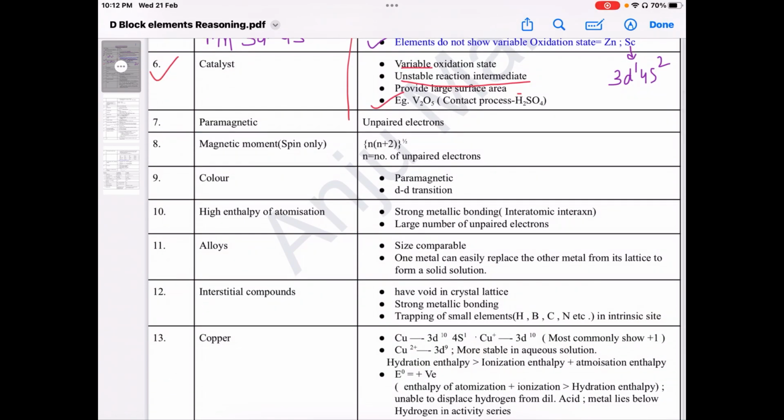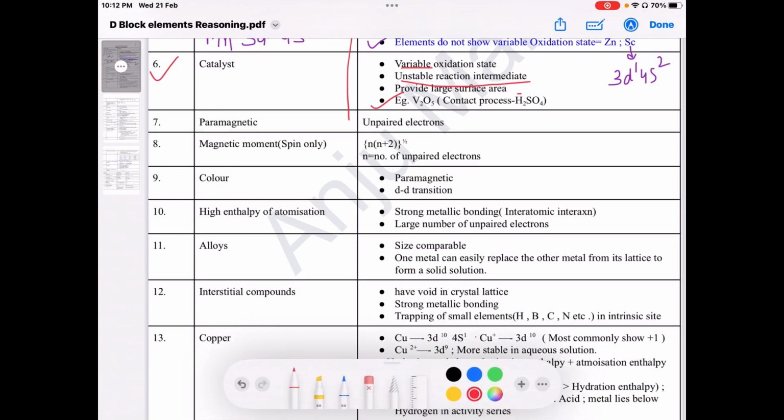Why are d block elements paramagnetic in character? Paramagnetic means they have unpaired electrons. The more the number of unpaired electrons, the more the paramagnetism. Suppose we have manganese. Its configuration is 3d5 4s2. So in the case of manganese, the number of unpaired electrons is 5. Mn is 3d5.